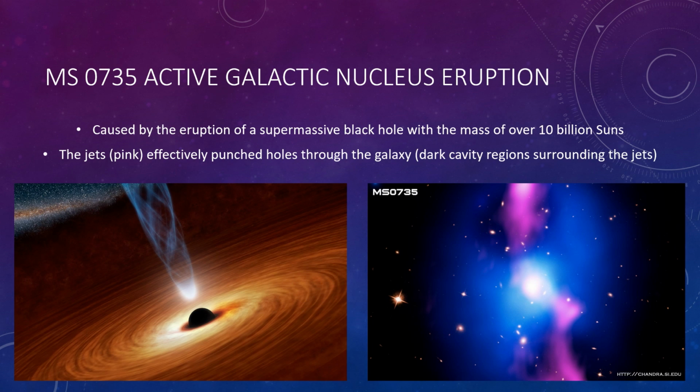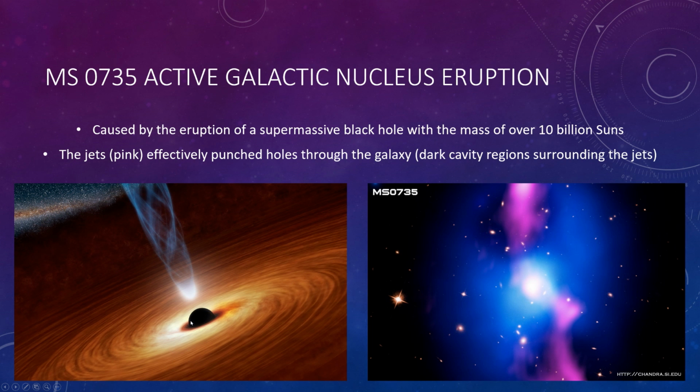So real quick, what is an active galactic nucleus eruption? We will talk about this when we get to black holes at the very end of our lectures, but real quick, I'll give you a general idea. These are caused by the eruption of a supermassive black hole, just some of the most massive objects in the universe. They have a mass of over 10 billion suns. So this is an artist representation of one here, with material accreting or falling down into the black hole.